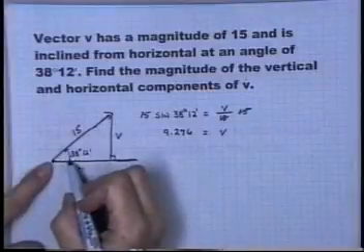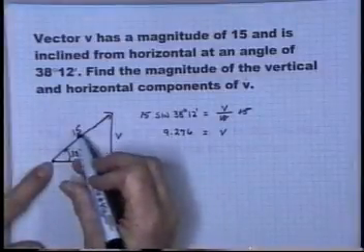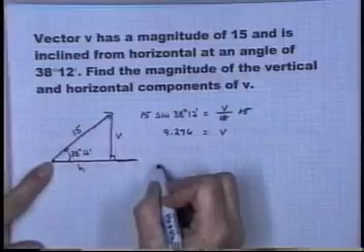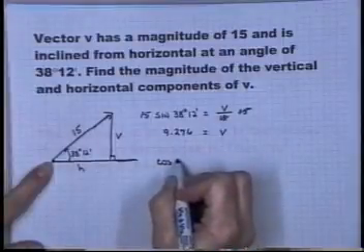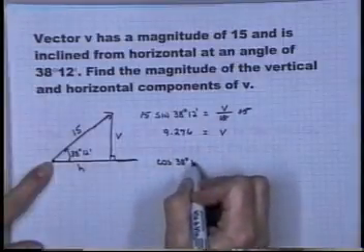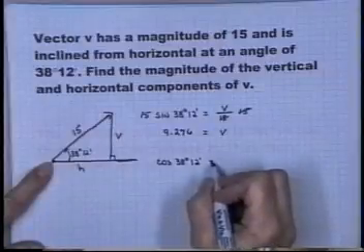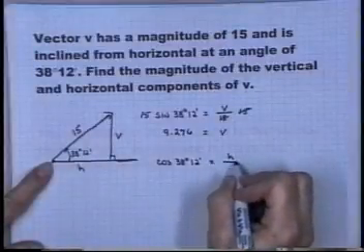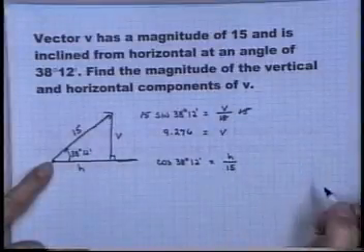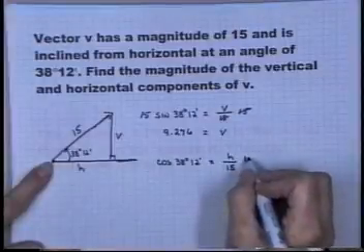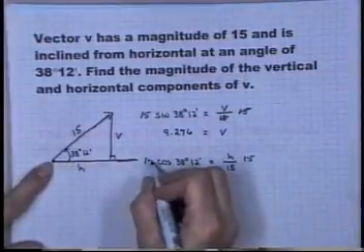The cosine of an angle is the adjacent side divided by the hypotenuse. So the cosine of 38 degrees 12 minutes will be the adjacent side, which we've called h, divided by 15, the hypotenuse. Again, we'll multiply both sides by 15.